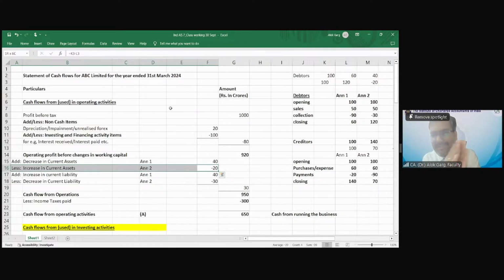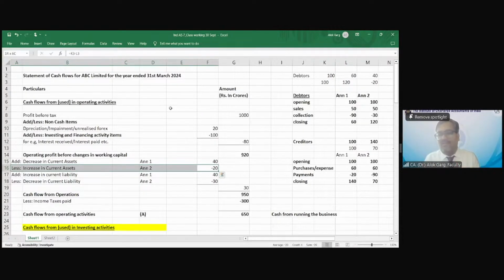Whenever there's a decrease in current asset, it means more cash is received. Whenever there's an increase in current asset, it means less cash has been received. In my earlier example, it was more cash: the opening balance was 100 rupees and the closing balance 60 rupees, so 40 rupees of additional cash came. Correct? Yes, sir.